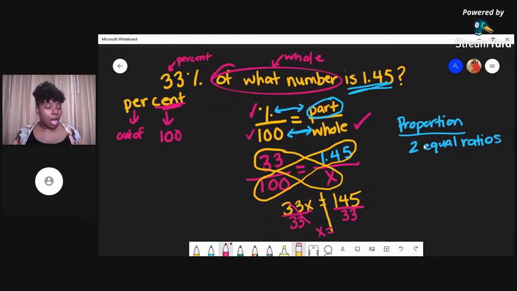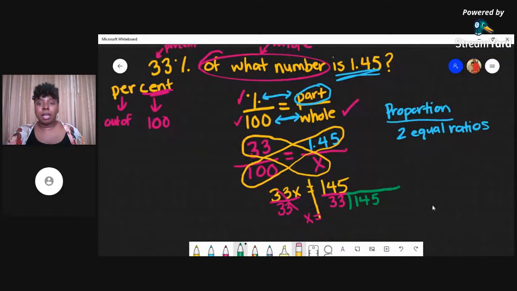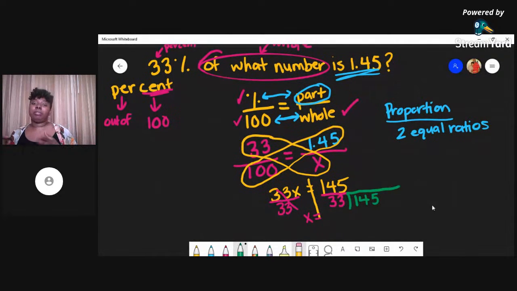Excellent. Okay. Does your teacher allow you to use a calculator for this? No. Okay. So how would you solve? You divide them. What goes in the house? The 145 goes inside the house and the 33 stays on the outside. Awesome. Okay. So I want you to take some time and tell me how many times does 33 go into 145?